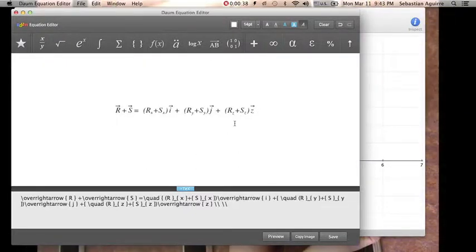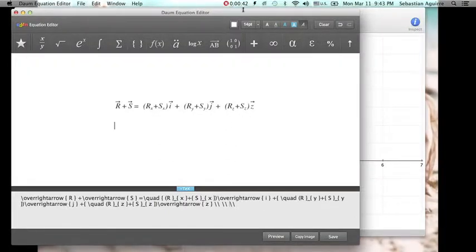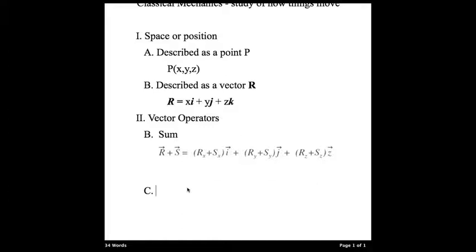But then again, this should be review. This should not be a new topic for you. Already saw the sum vector operator.